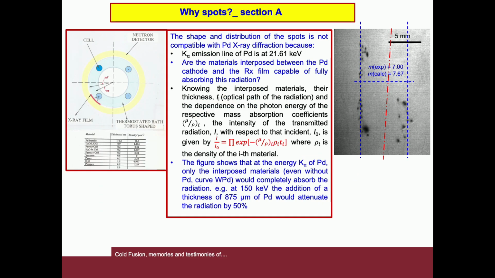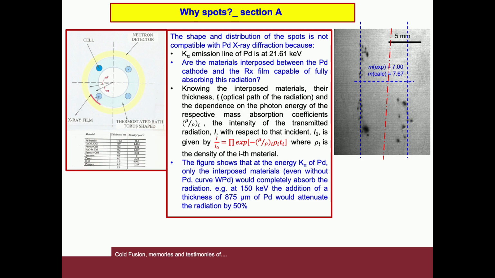White spots, Section A. The shape and distribution of the spots are not compatible with palladium X-ray diffraction. To obtain this, a source having an energy of 21.61 keV is needed, and in the system under examination, the maximum energy involved is the potential difference between the electrodes, which is of the order of 3 to 5 electron volts.